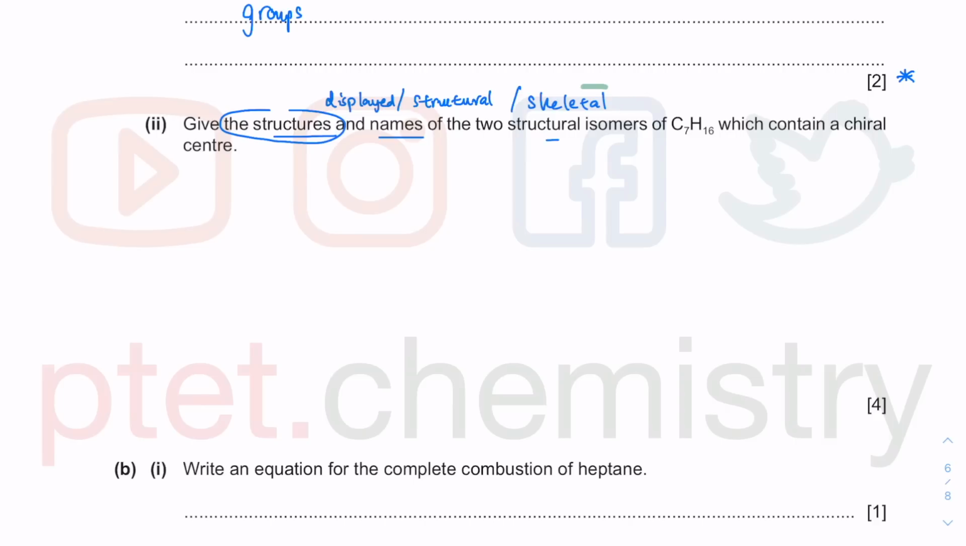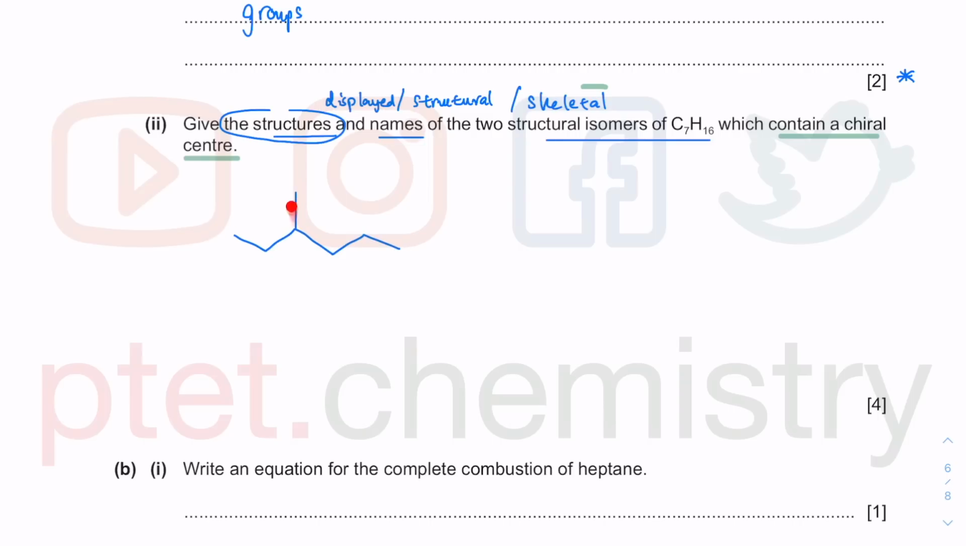Now you want structural isomers of C7H16, and you want this to contain a chiral center. So you're not asked for every single isomer. If I were you, I would start off from 1 carbon like that, and then I would draw 2 carbon like that. Now I'm going to draw 3 carbons, 1, 2, 3, 4, 5, 6, 7. And I have a hydrogen there.